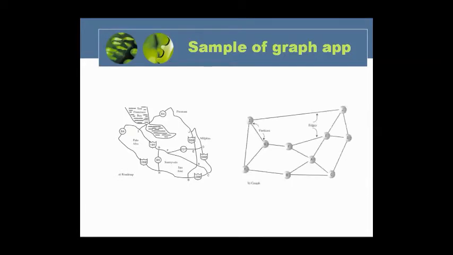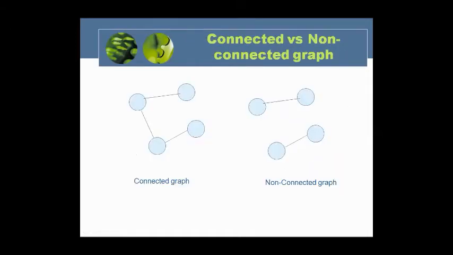And then this one is the graph. You will see this is what we call the vertices, like I, G, F, H, B, and so on, while the edges are what connect or interconnect them. This will be the connection between the vertices. So, connected versus non-connected graph.